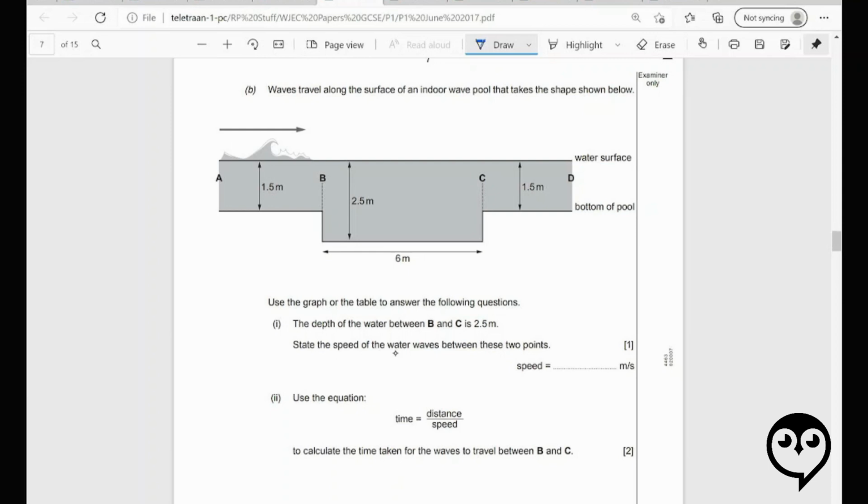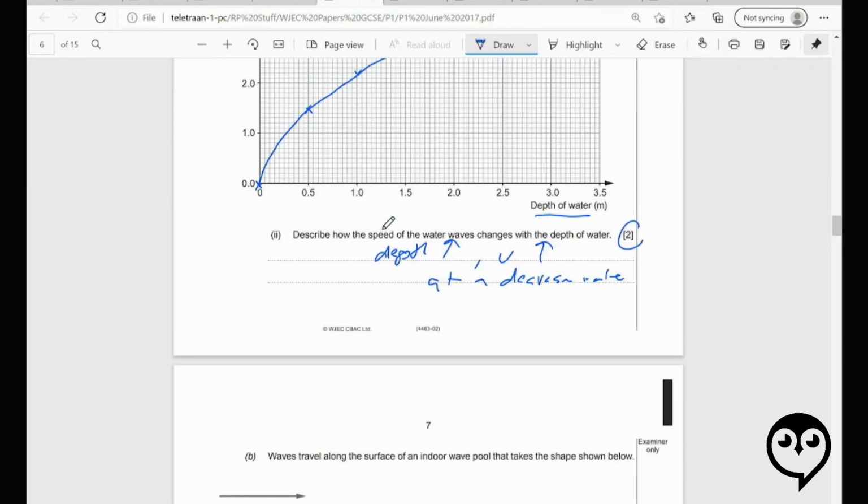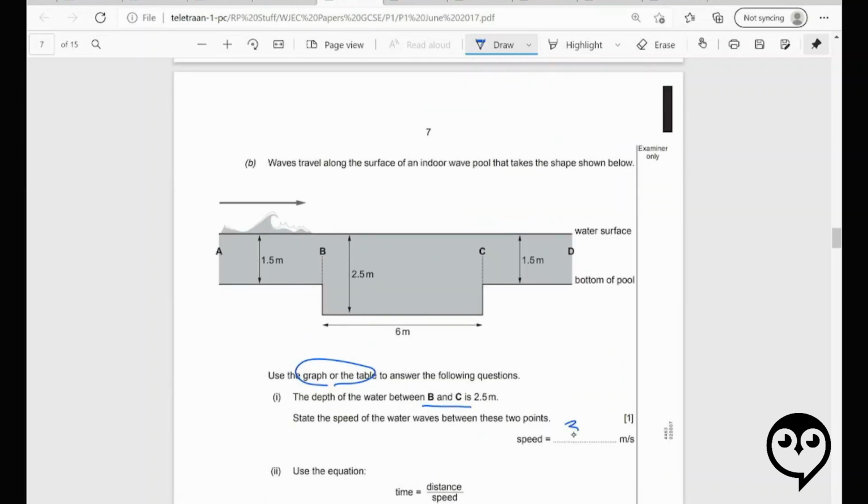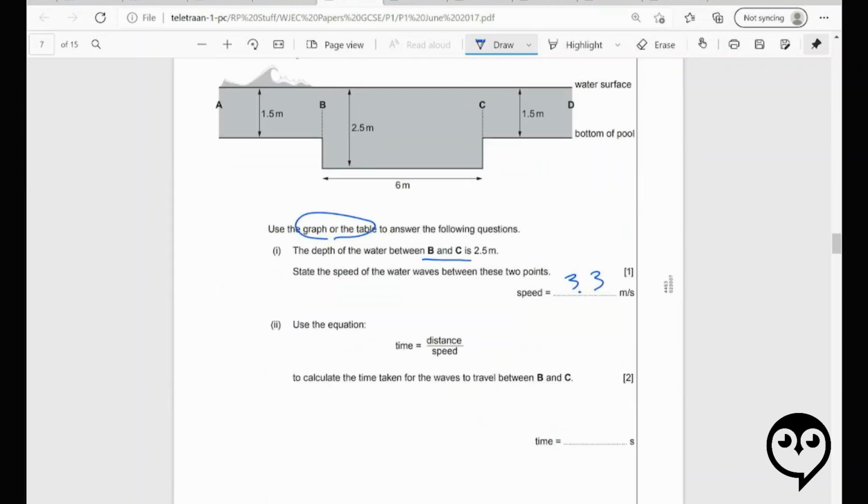Okay, part B, we've got a wave pool where it's deeper in one area. What are they asking? State the speed of the waves between B and C. Okay, I guess we're going to have to go back to the graph or the table. So between B and C, it's at 2.5. There was no 2.5 on the table, so we'll have to go off the graph. And to me, it looks like 3.3. So I'll say 3.3.